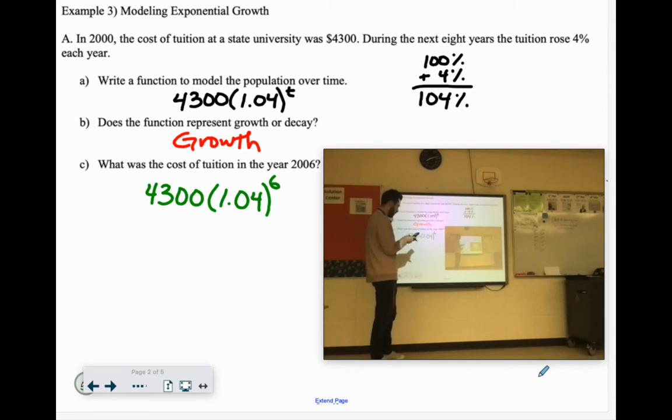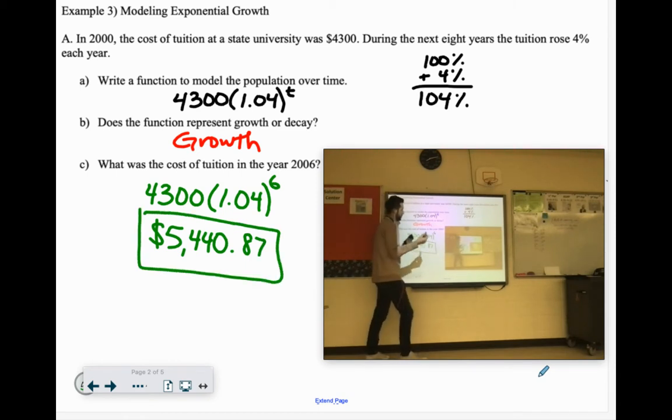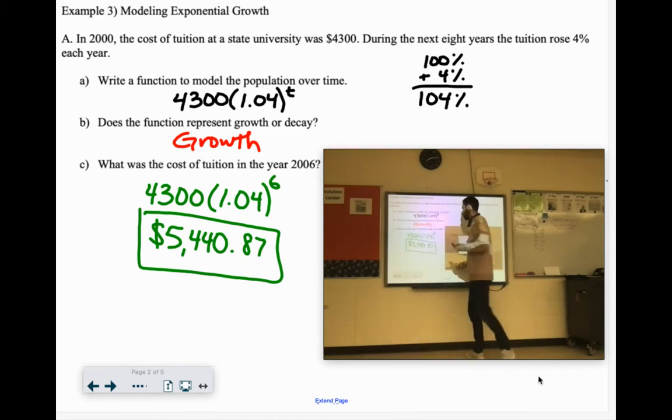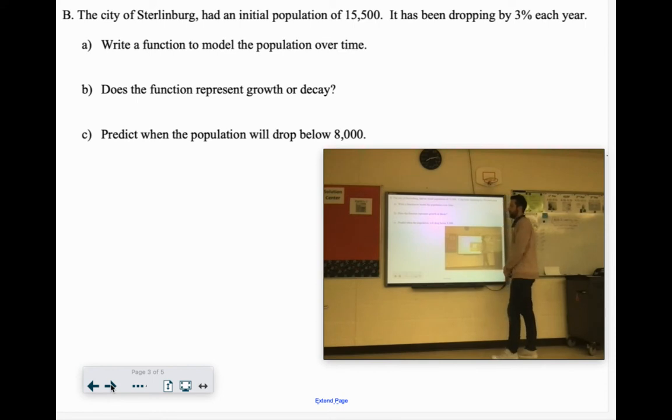All right, 1.04 to the sixth is 1.265319, blah, blah, blah. Just go straight into times 4,300, and we get 5,440. That's the dollars, and then we have 87 cents. There's a 1 after the 7, so we'll round it off at 87 cents. It's not too bad, right? Great. If you had to do that without a calculator, that'd be pretty tough.